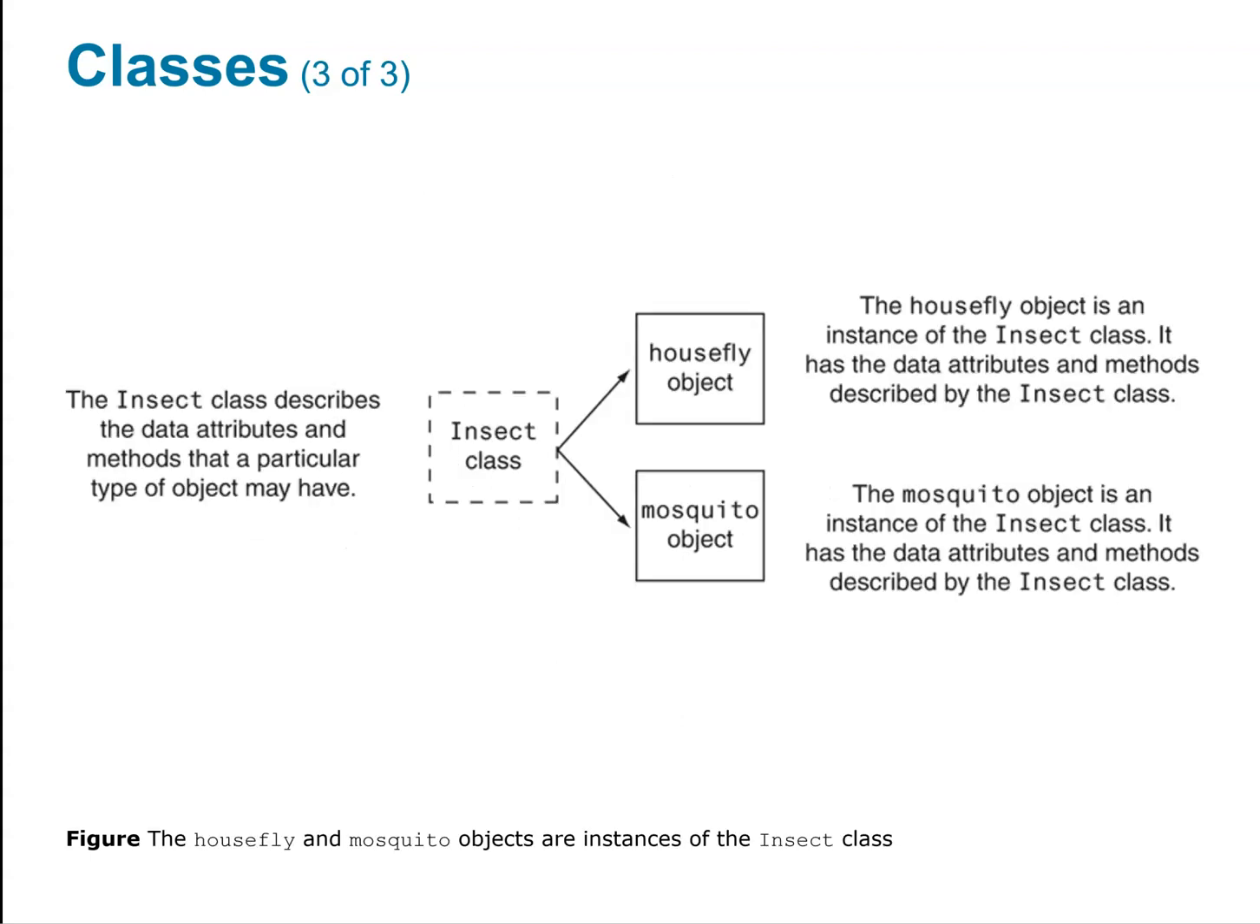So here's an example. The insect class describes the data attributes and methods that a particular type of object may have. So we've got an insect class, and then an instance of a housefly object or mosquito object. The housefly object is an instance of the insect class that has the data attributes and methods described by insect. The mosquito is also an instance. It has the same data attributes or members and methods.